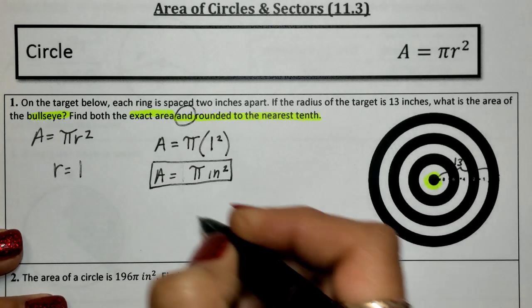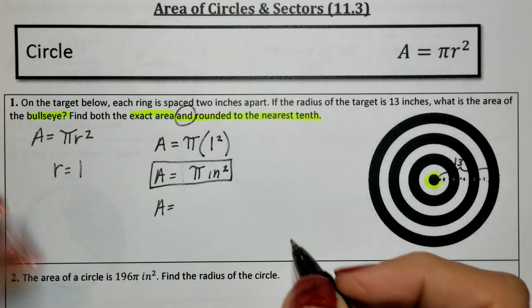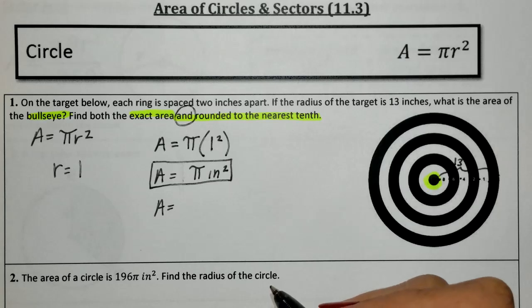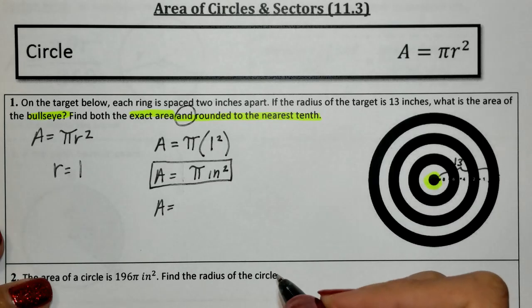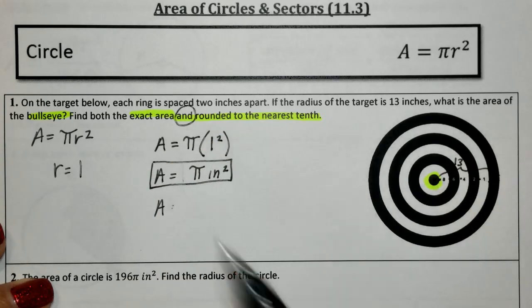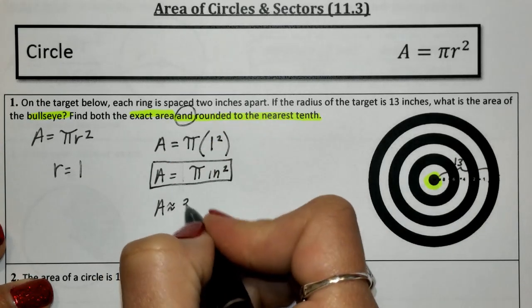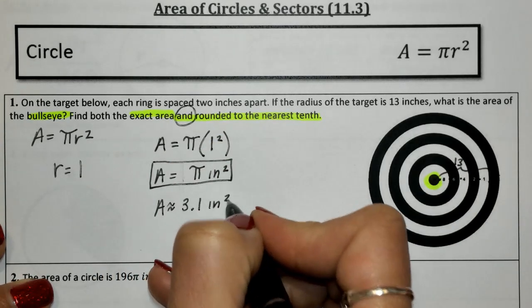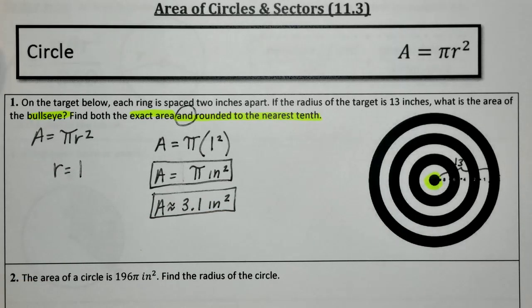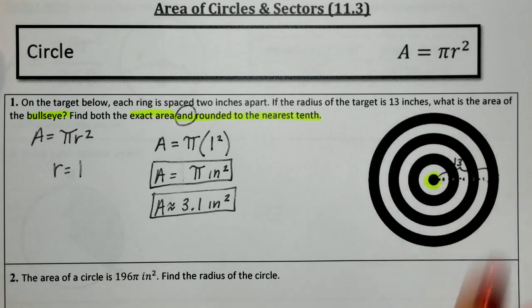Now we want it rounded to the nearest tenth. All we have to do is plug in pi into the calculator. Well, pi in the calculator, we've learned in junior high, is 3.14, but we just want one number after the decimal. So the area is going to be approximately 3.1 inches squared when rounded to the nearest tenth. Rewind it if you need to see it again, please, especially with why we're using 1 for r.